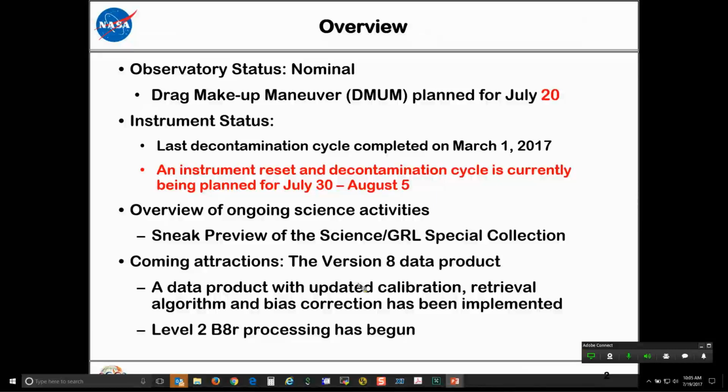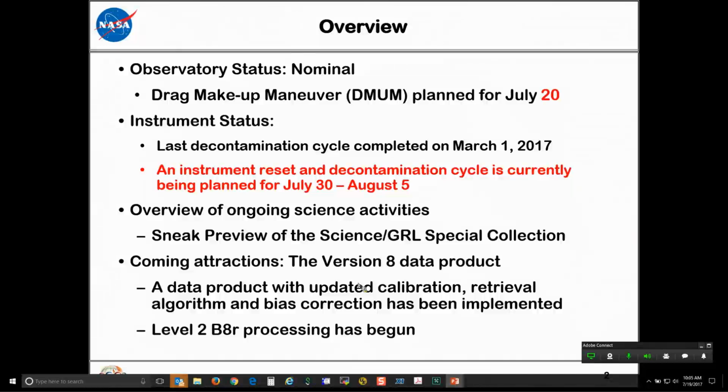I'm going to have a quick overview, which basically includes an overview of the current system status. The bottom line is that everything is nominal almost at the moment. We have a couple of upcoming issues, though, that we're going to be dealing with over the next couple of weeks. The first is a drag makeup maneuver, which is scheduled for tomorrow. I'll touch on that and why that's necessary a few slides down.